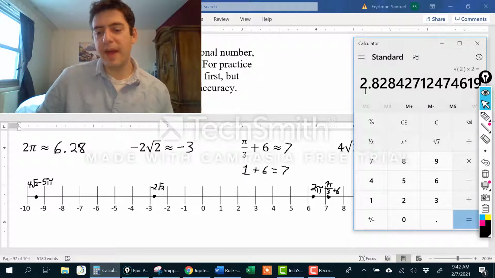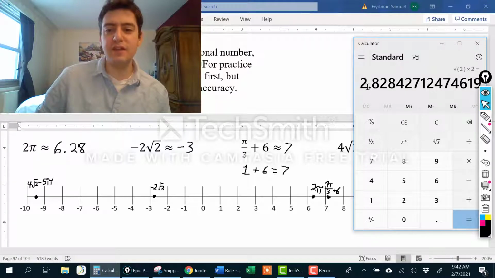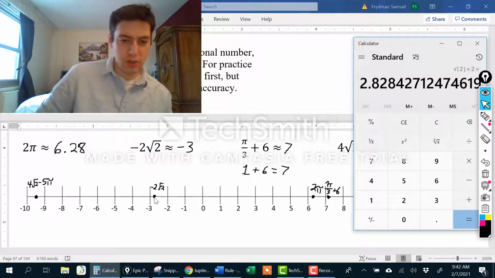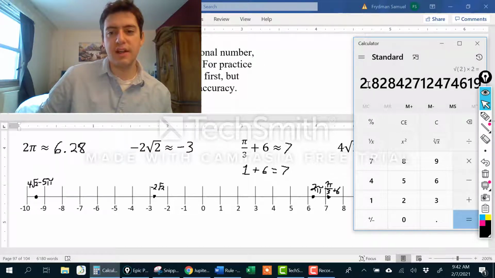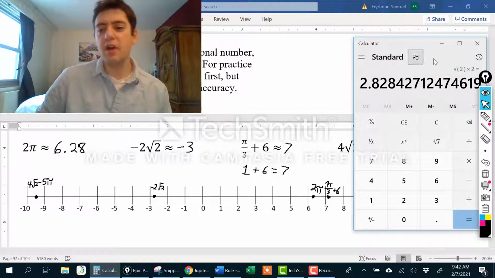Okay, so approximately -2.82. So what did we say? We put it over here, which is pretty close to -3, but not quite. It's still on this side a little bit, which looks like a good approximation. All right, -2.8 something. So that was pretty good.